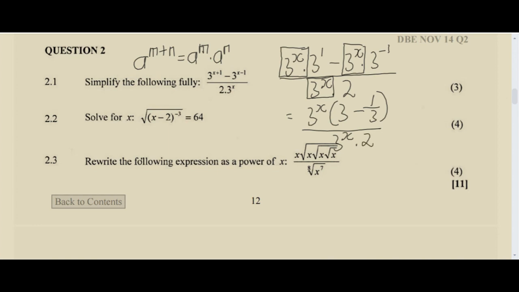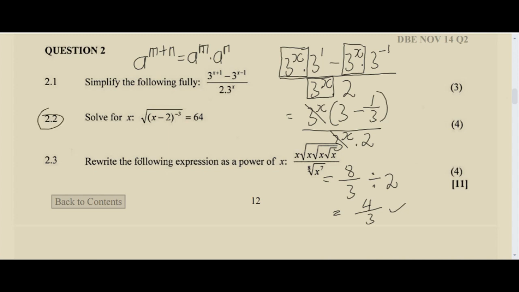Now look at this. This 3 to the exponent of x can now cancel out. You can only cancel them out after you have factorized. You cannot just come here and cancel, right? You need to factorize first, and then when it's like this, you can now cancel out. Then this is 3 minus 1 over 3. That gives us 8 over 3. Then we have this 2 here, so we can say divided by 2. Now at this point, you can just go ahead and punch in your calculator. That's 4 over 3, right? Then you are done. It's only 3 marks.